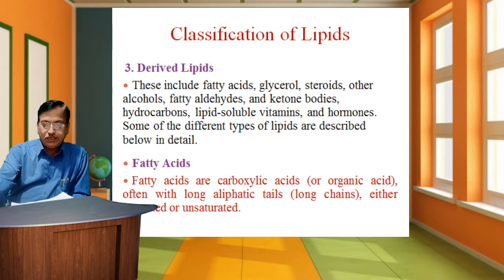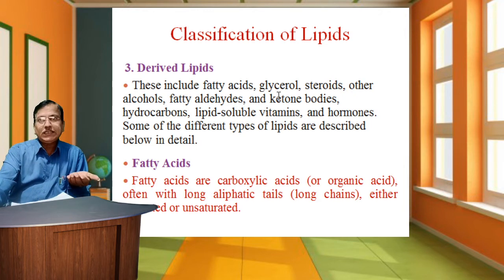Next, third, are the derived lipids. Derived lipids include fatty acids, glycerol, steroids, other alcohols, fatty aldehydes, and ketone bodies. This means that the derived lipids include lipids from both the simple and complex groups. They also include fat-soluble vitamins and hormones. Some of the different types of lipids are described below in detail.